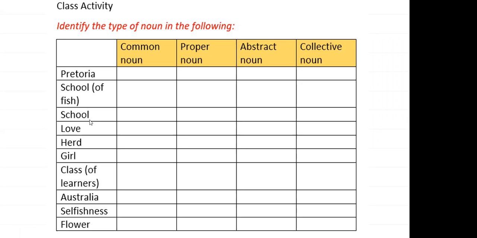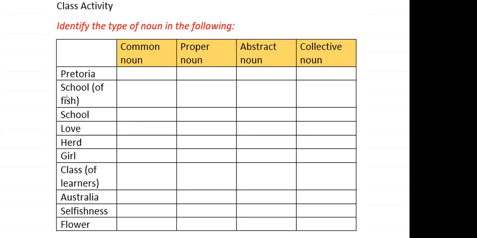So the first one will be Helene. Yes, Helene. So Pretoria is a proper noun. It is a proper noun. Why? Because it's the name of a place. Oh yes, thank you so much, Helene. Excellent. So yes, Pretoria is a proper noun. It is the name of a place.